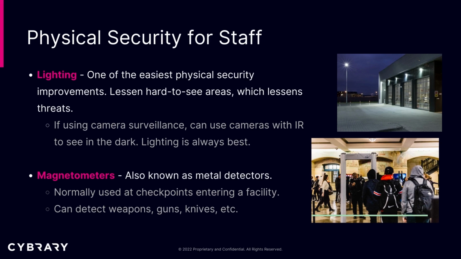One of the easiest and probably one of the best things you can do for security is lighting. Lessen those hard-to-see areas. Put light on them. If using camera surveillance, you can use cameras with IR to see in the dark, but lighting is always best. Magnetometers, also known as metal detectors, are normally used at checkpoints entering a facility. Now, these can detect weapons, knives, guns, and so forth.